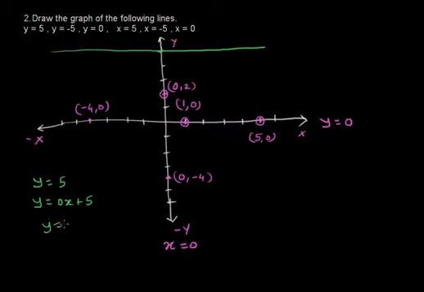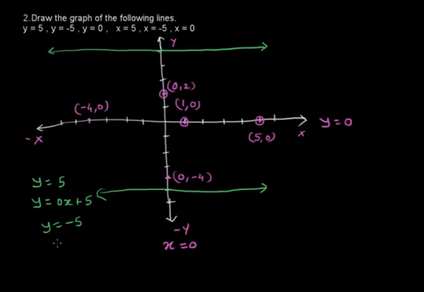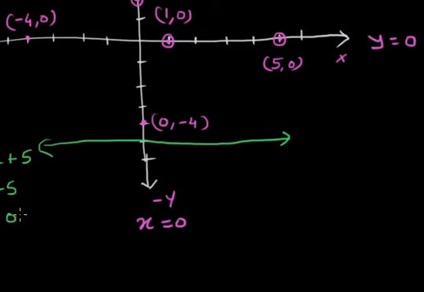Similarly, y equals minus 5: 1, 2, 3, 4, 5. This is again a line parallel to the x-axis, and similarly I can represent it as 0x minus 5, where 0 is the slope of such lines and minus 5 is the intercept of this line.